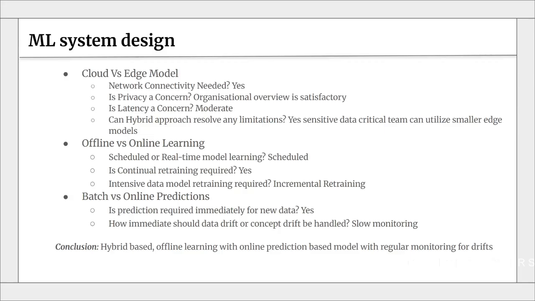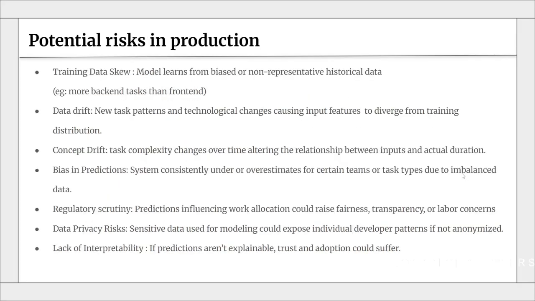How immediately should data drift or concept drift be handled? We would have a slow monitoring system, constantly monitoring metrics, and then decide on that. So the conclusion is we make a cloud-based but hybrid-based model as well. More cloud-facing, and a little bit of hybrid features of edge model for high security data clearance teams, with offline learning and online prediction-based model, with also regular monitoring for this. So that would be our ML system design.